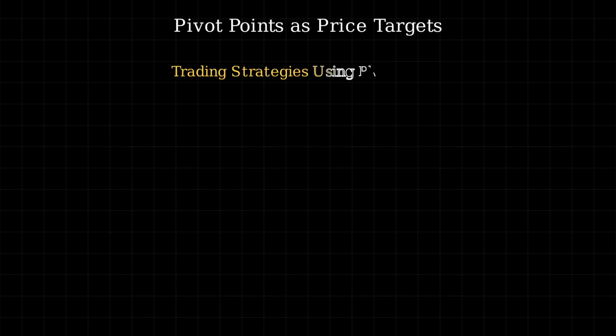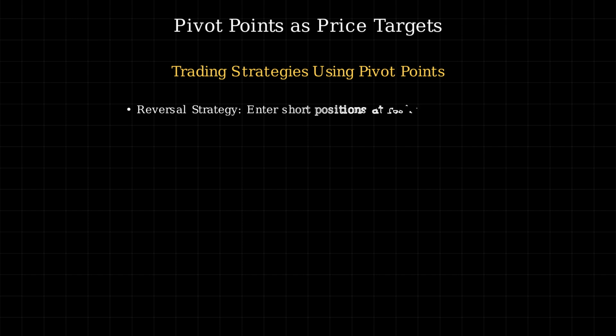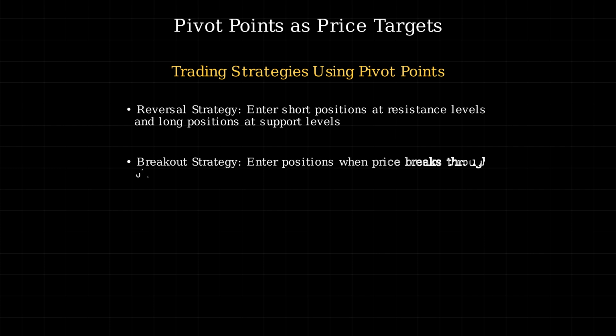Traders implement several strategies using pivot points as price targets. The reversal strategy involves entering short positions at resistance levels and long positions at support levels, anticipating price reversals at these key targets. The breakout strategy focuses on entering positions when price decisively breaks through pivot levels with significant volume, signaling a potential trend continuation.